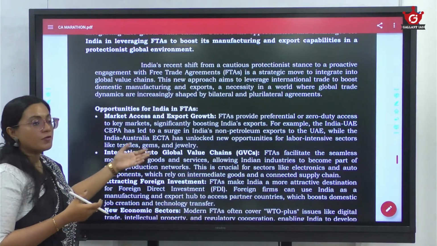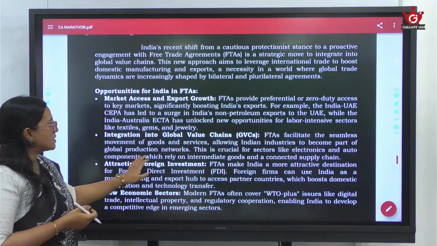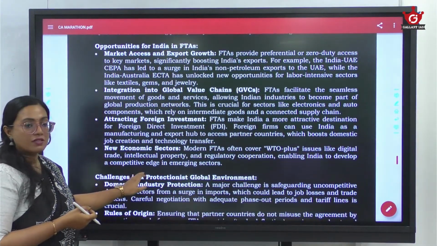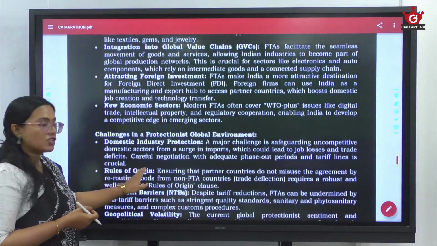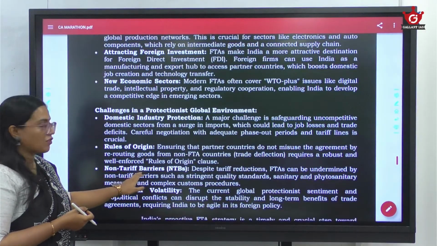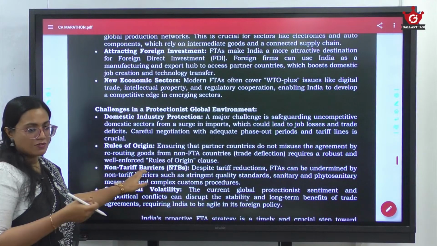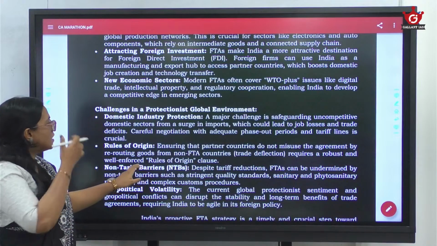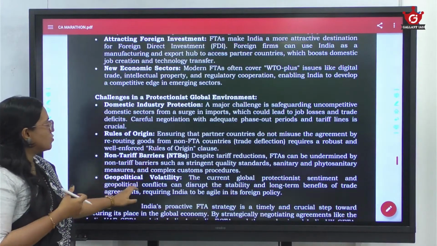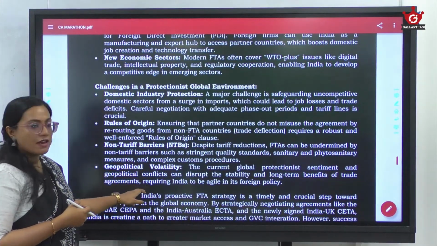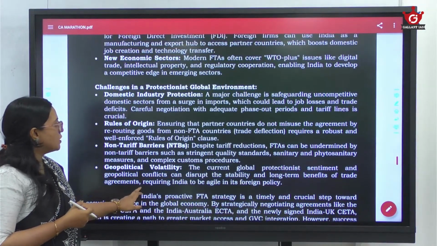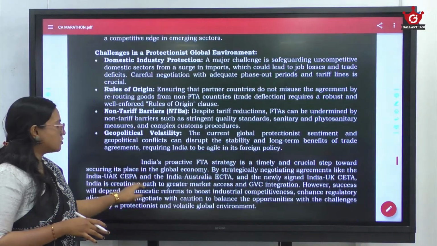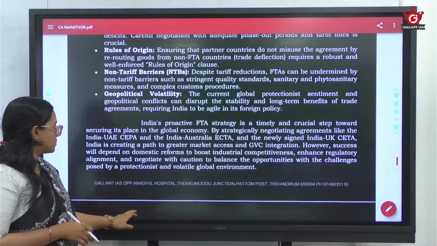So what are the opportunities for India? One is market access and export growth, integration into global value chains, attracting foreign investment. Now, what are the challenges in a protectionist environment? What is a protectionist environment? Where the economies are trying to protect their own domestic industries. So, one is domestic industry protection, rules of origin, non-tariff barriers, and geopolitical volatility. So, the two parts of the question are already answered. Now, we come to the conclusion of it.